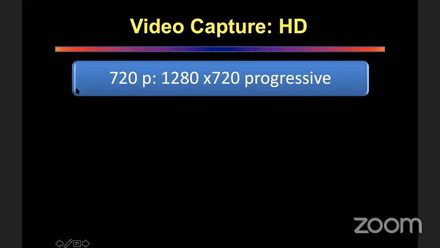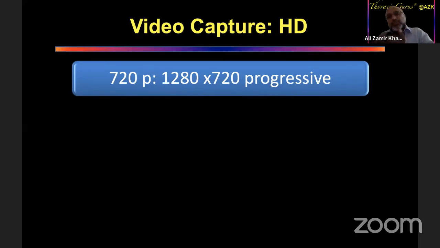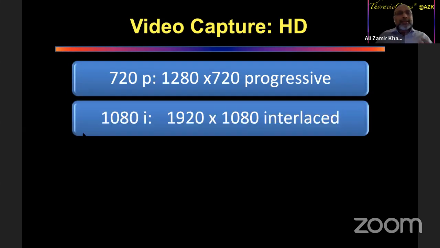Once standard definition went away, we went to 720p. What does 720p mean? 720p means there are 720 horizontal lines and 1280 vertical lines. That is the meaning of this by this. And progressive is a technology of the screen that it records in. Each image is overlaid onto the next image so that there is no lag in the image. But most of us nowadays use 1080i, okay, 1080.